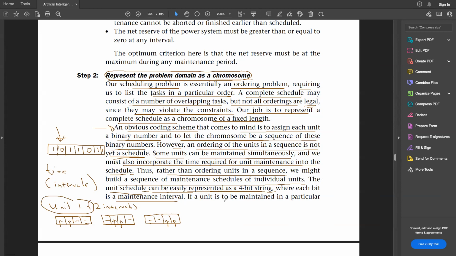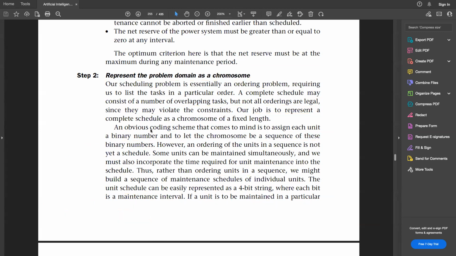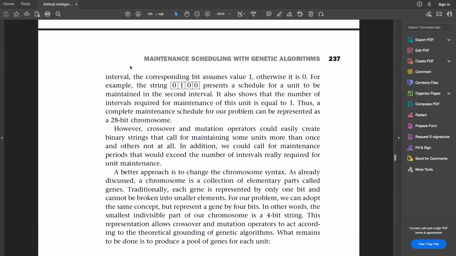So if a unit is to be maintained in a particular interval, then the corresponding bit assumes the value 1, otherwise it is 0. For example, here we are given that for the 4 intervals, if we have the 1 appearing there, that represents a schedule for a unit to be maintained in the second interval, okay? And it also shows that the number of intervals required for maintenance of that unit is equal to just 1, because this unit can only be maintained in that interval and it cannot be maintained in the others. So the number of intervals required for it is just equal to 1. But if there was a 1 here, for example, then the number of intervals would be 2. But here it is only 1.